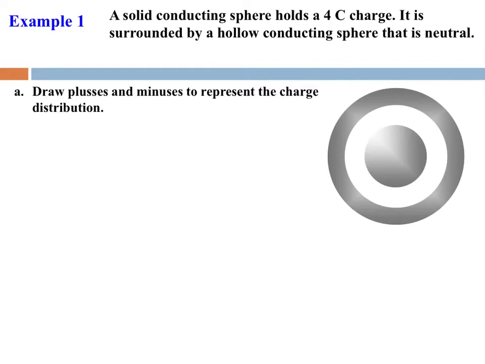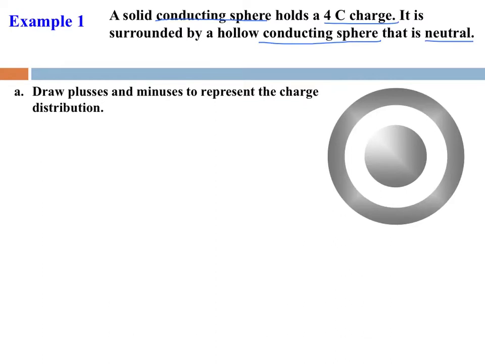This first situation says, a solid conducting sphere holds a 4 Coulomb charge. It is surrounded by a hollow conducting sphere that is neutral. So these pieces that are underlined are very important. Now the first part says, draw pluses and minuses to represent the charge distribution.